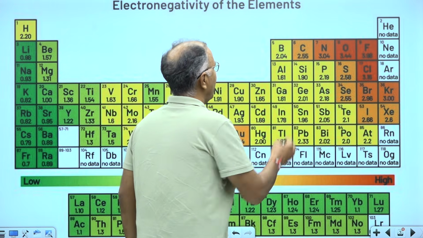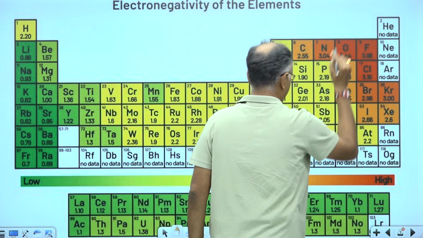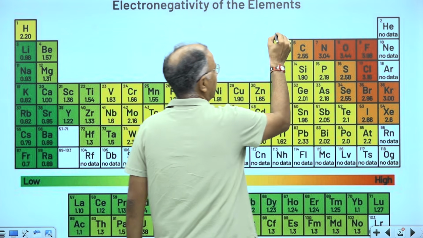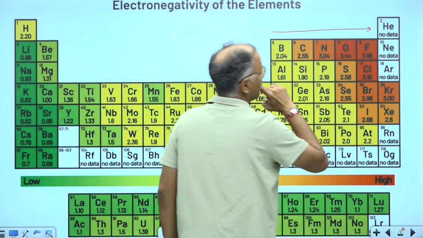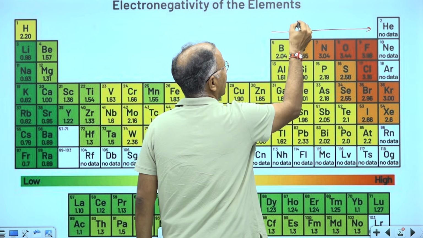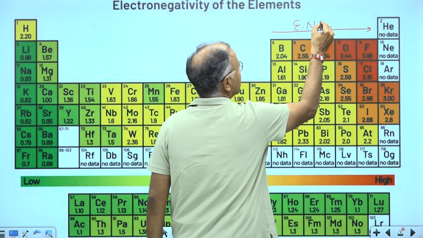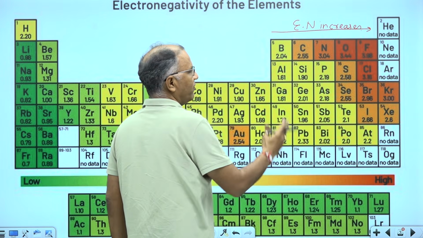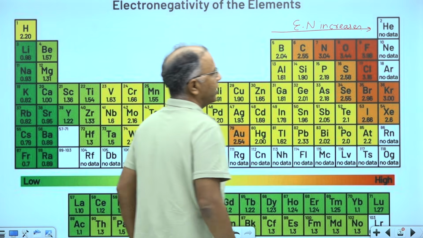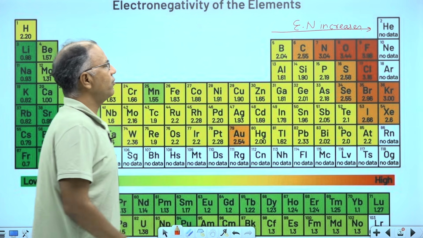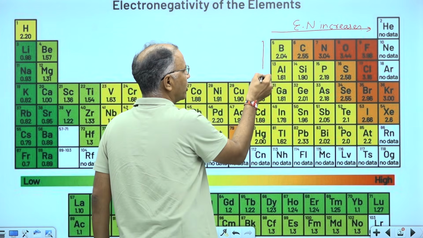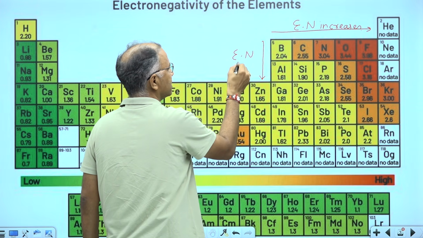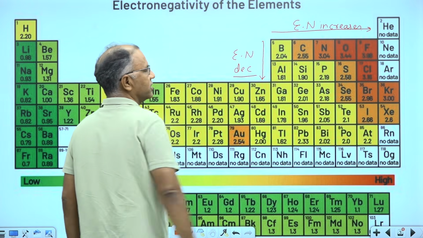This means while moving from left to right in a period, electronegativity will increase. The general tendency is increase in electronegativity when we are moving from left to right in a period. And similarly, if we move from top to bottom in group, electronegativity decreases. The general trend is electronegativity decreases.